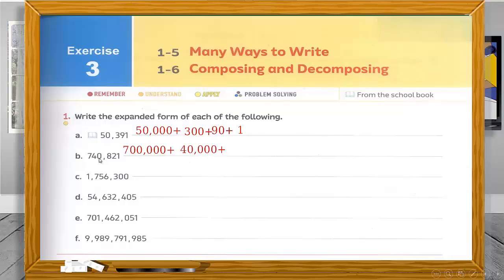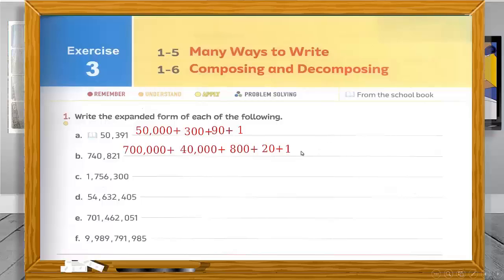Here in the 1,000 place, nothing, because you said 0 is not needed in expanded form. So go to the next place. In the next place we have 800. In tens place we have 2, 20. In ones place we have 1. Write 1. See, we have here 3 periods.